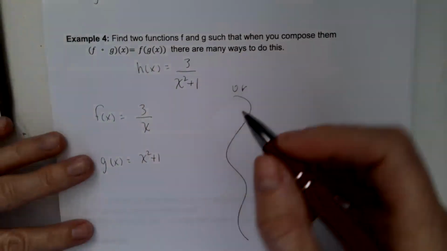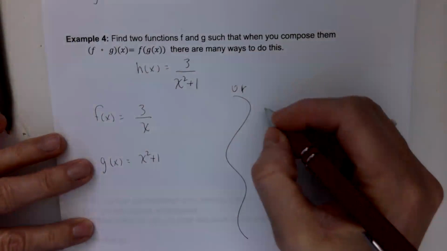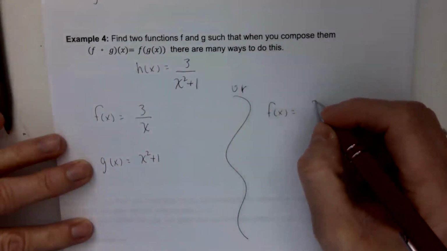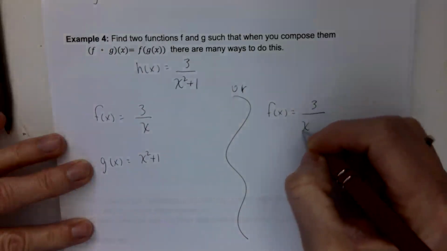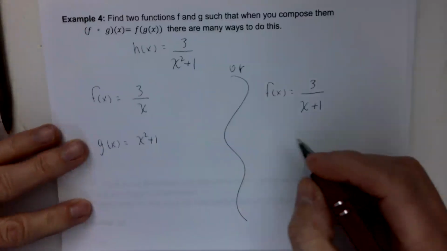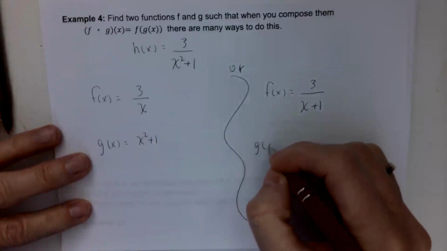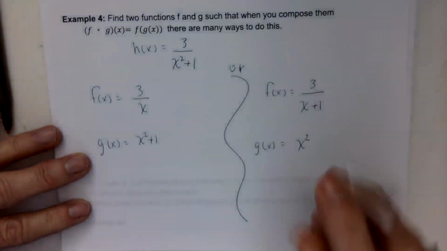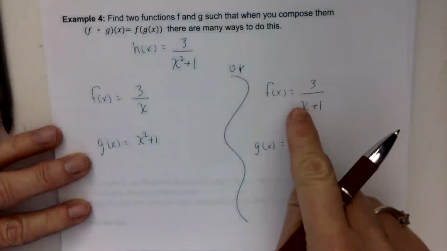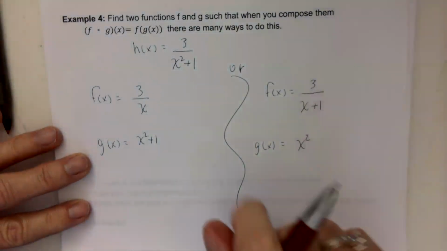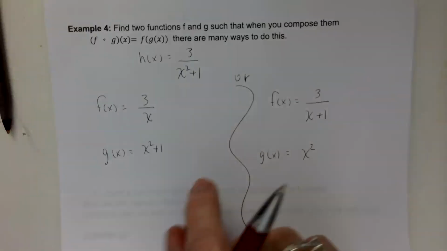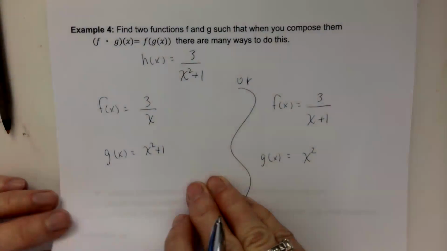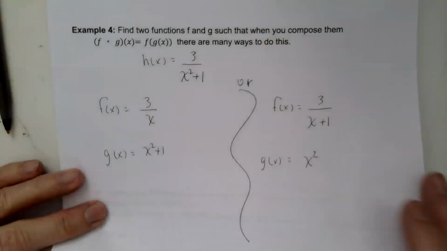There's many ways to do this. Another option could be to have my outer shell be 3 over x plus 1, and then my g of x is just x squared. So x squared just replaces x, and then I have 3 over x squared plus 1. So there's a couple ways I could break this apart. You're going to get to try these on your own in the homework. I always look forward to seeing what students come up with.